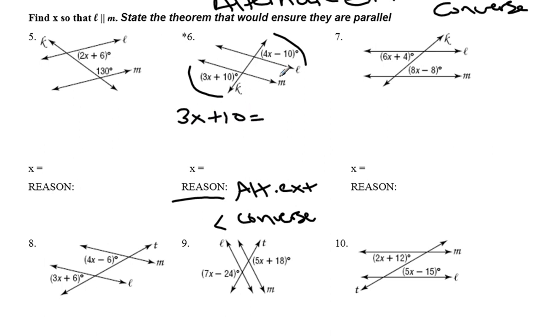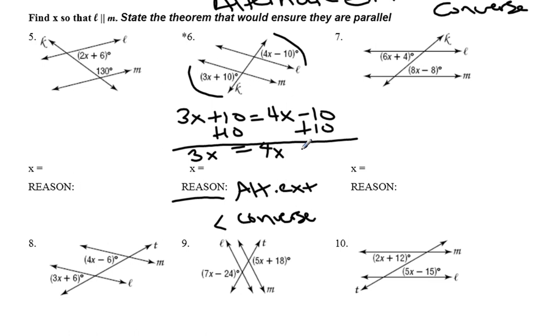So algebraically, we're going to set 3x plus 10 equal to 4x minus 10. First thing I'm going to do is add 10 to both sides of my equation. And I would get 3x plus 20 equals 4x, and then that goes away. I'm going to subtract 3x from both sides of my equation. So I'm going to be left with 20 equals x.